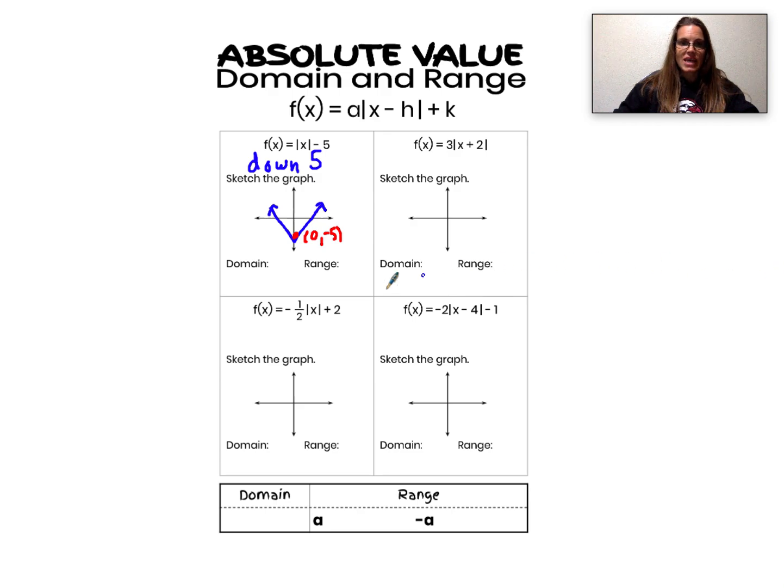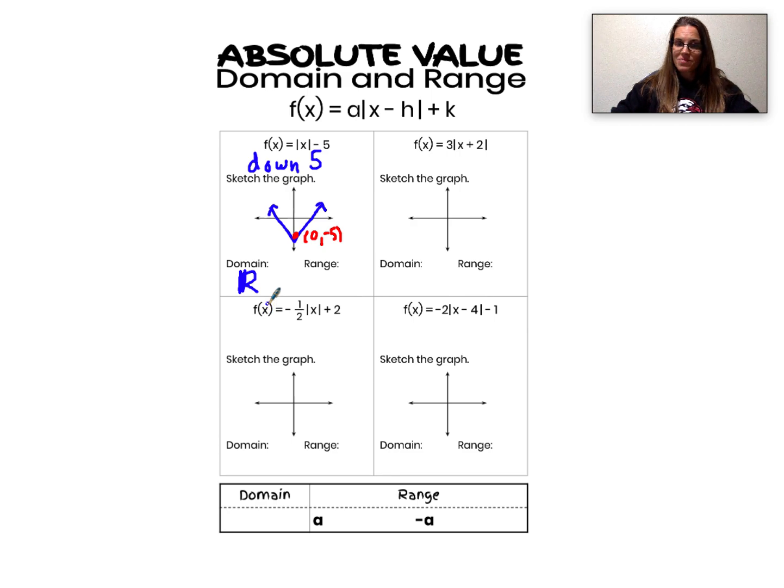Okay, now let's use that sketch. What is the domain? Well, this graph goes forever to the left, forever to negative infinity, and forever to the right, forever to positive infinity. That means the domain is all real numbers, which I'm going to write as bold R.